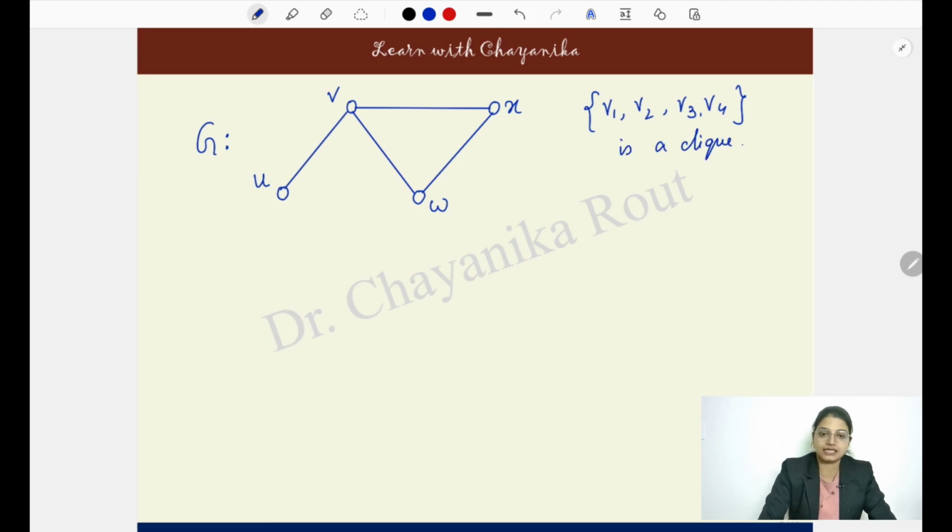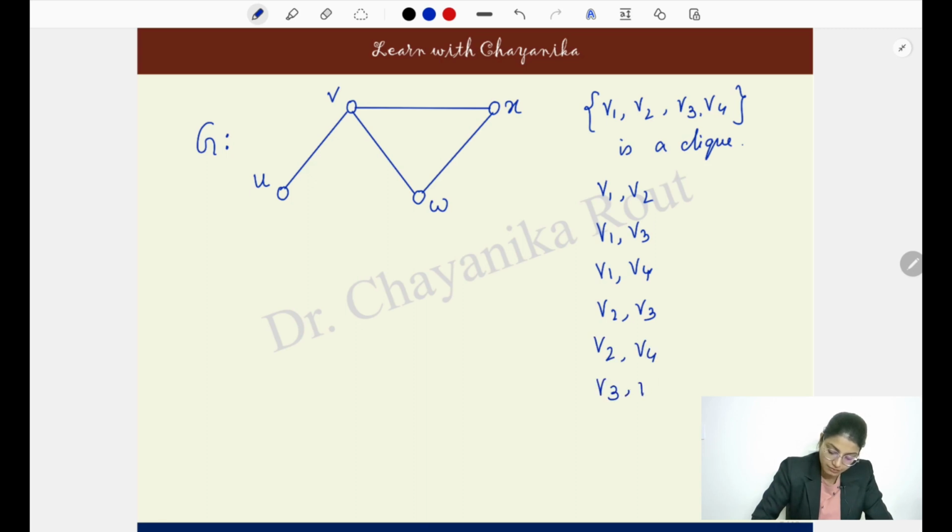Then what should it satisfy? Why is it called a clique? If this is a clique, that means for every pair of vertices that you can form from this set of vertices, that pair of vertices are adjacent in the given graph. So basically, from this set of vertices, what are the pairs that I can form? V1, V2, V1, V3, V1, V4, V2, V3, V2, V4 and V3, V4. These are all the pairs of vertices that I can form. Order doesn't matter. V1, V2 is a pair of vertex, means V2, V1 is the same pair of vertices. So these are all the pairs that can be created from this set of vertices.